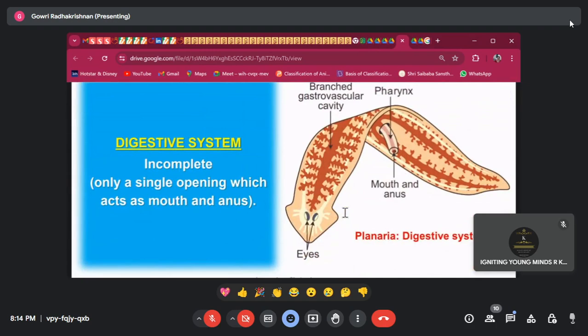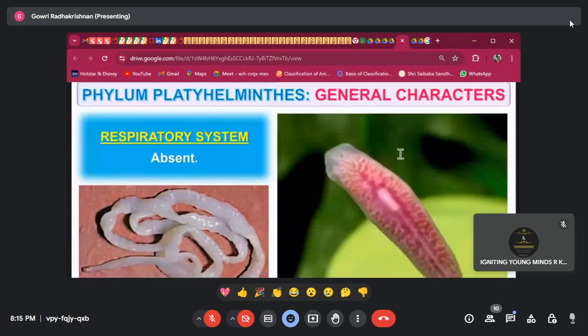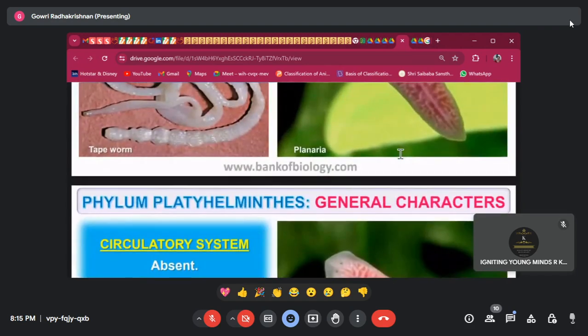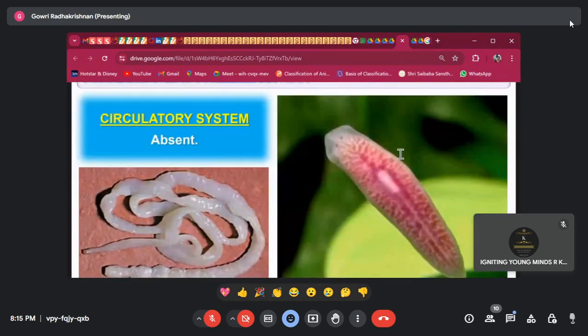Digestive system is incomplete, only a single opening which acts as mouth and anus. The eyes are present here, and branched vascular cavity, pharynx, and mouth and anus are present here. It's for planaria. And respiratory system is absent. Circulatory system is absent.